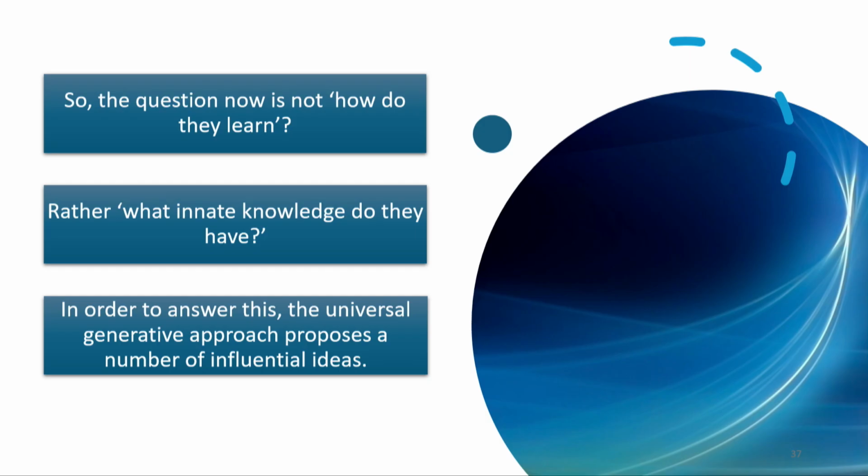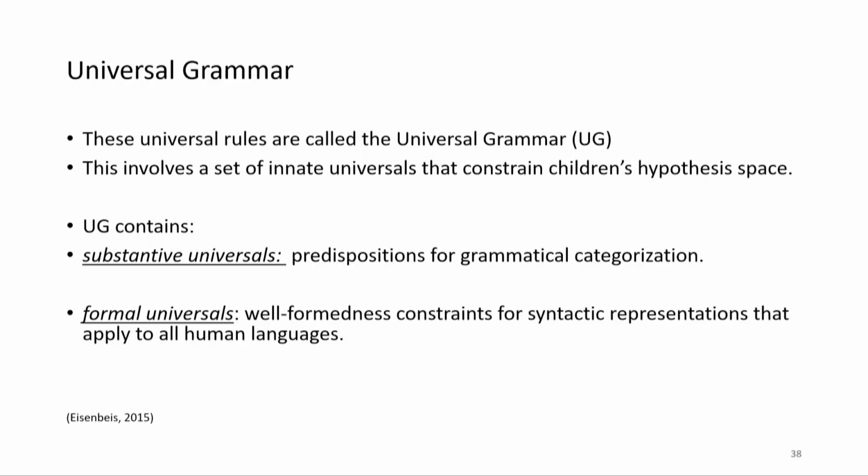So, in order to answer this, the universal generative approach proposes a number of influential ideas, of which some we will discuss now. We will not be able to discuss all of them, as I just said. The universal rules that this theory talks about are called the universal grammar. It is called universal because this applies to all languages. Theoretically, it applies to all the languages of the world. So, there is a set of rules that can apply to every possible language. This is an underlying sort of grammatical system.